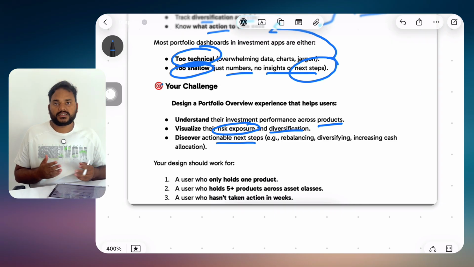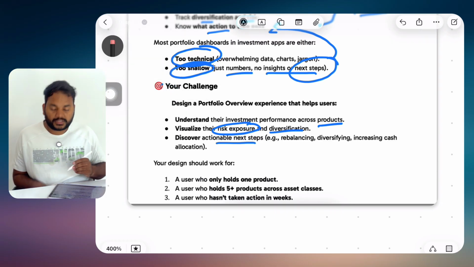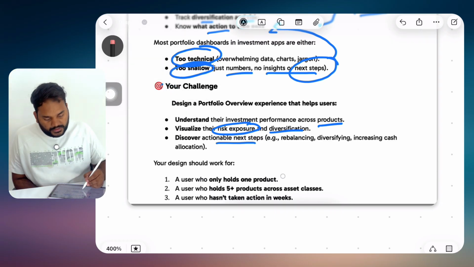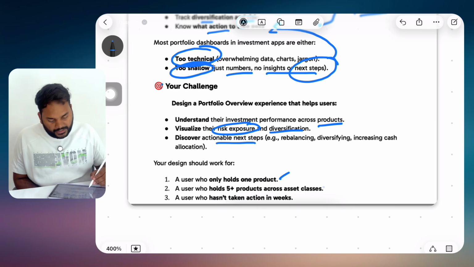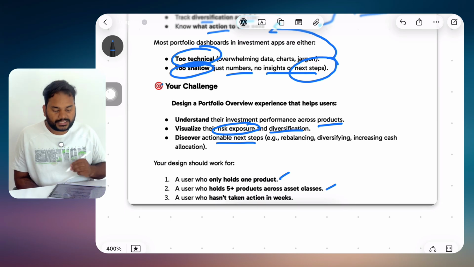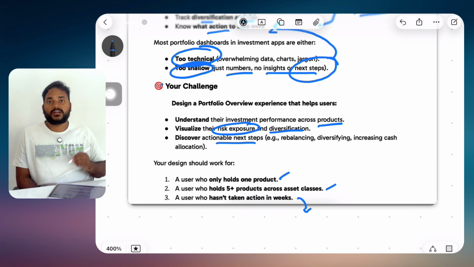The other thing that they have mentioned in the challenge is that the design should work for 3 types of users. So user 1 is the person who is just holding one asset. Next is 5 plus assets, and the third one is the user who has not taken any action in the week. That means the third user is inactive and is not using the application.